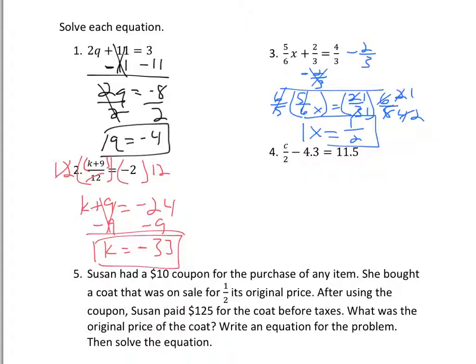Alright. Last problem. Okay, we've got to work with the decimals first, so you add 4.3 to both sides. Left with c over 2 equals 15.8, and finish by multiplying by 2, because that'll get rid of our dividing by 2. You're left with c equals 31.6.